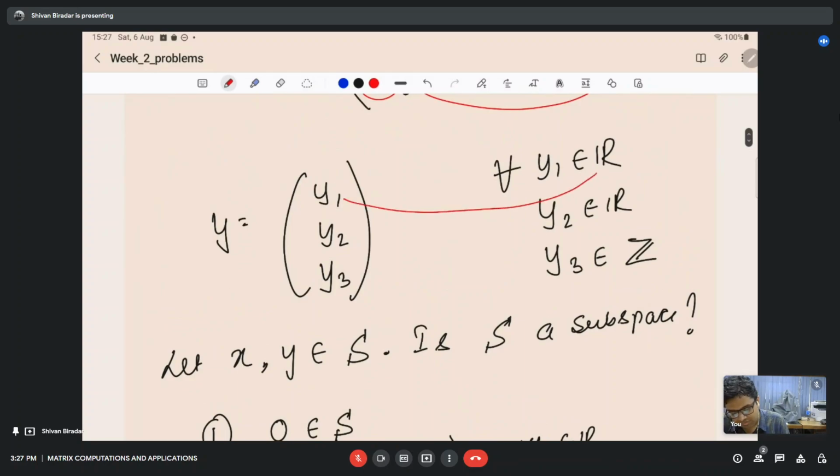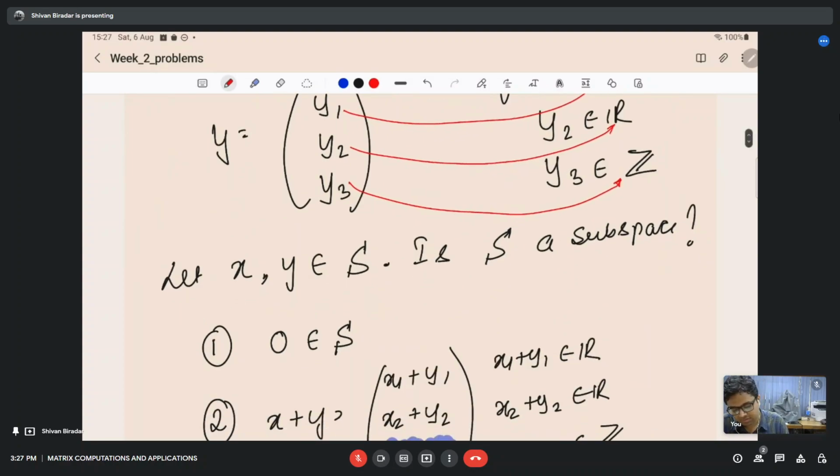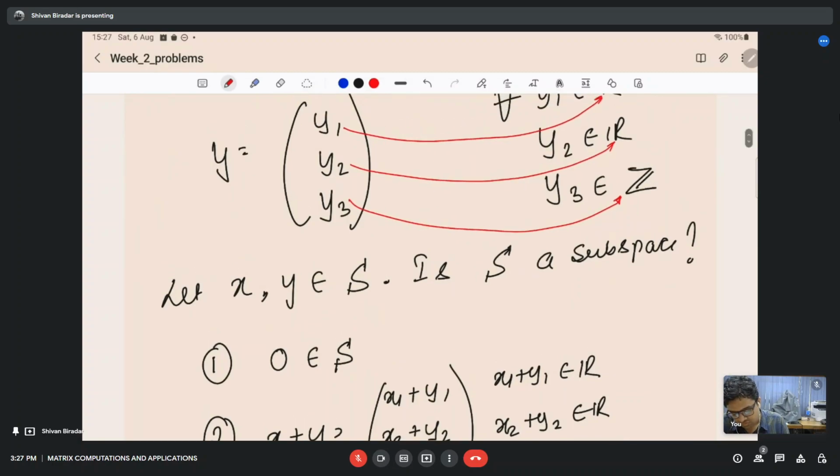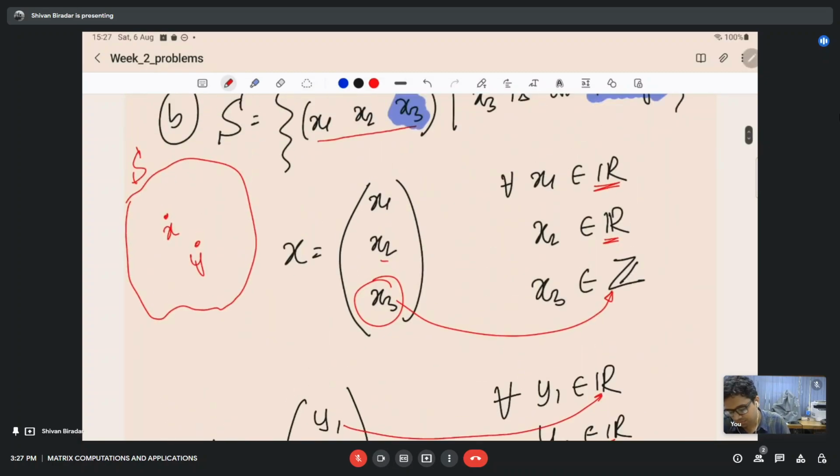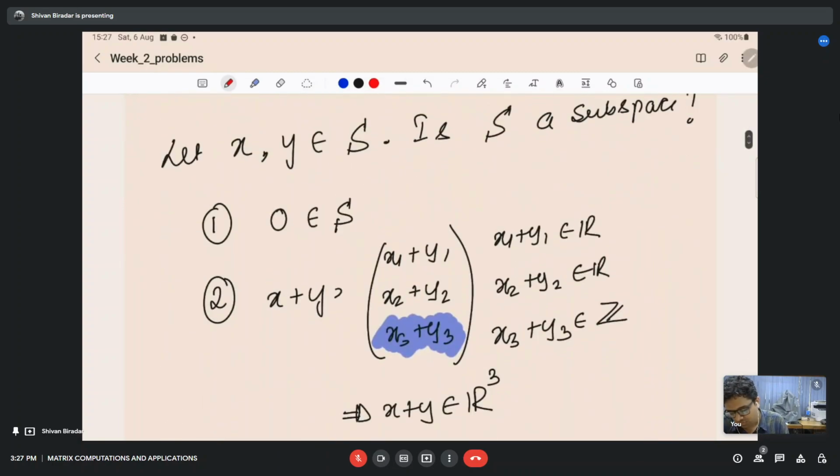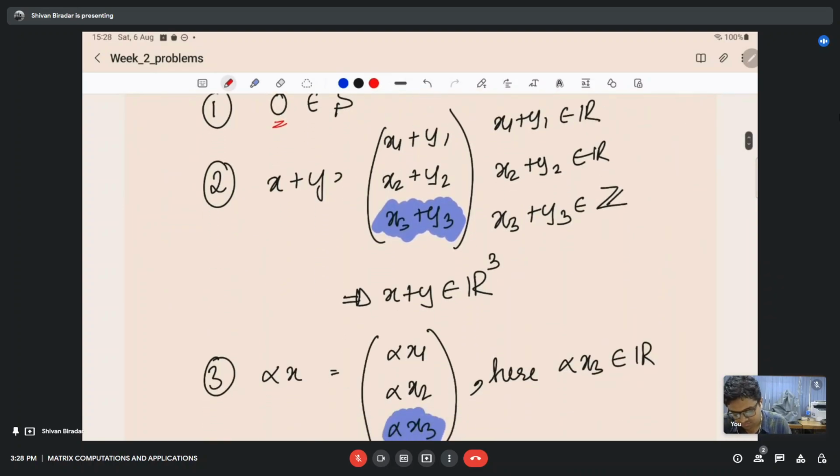y1 can be anything in the set of real numbers, y2 can be anything in the set of real numbers, and again by definition y3 can be any integer in the integer set Z. So is this subset a subspace? Obviously 0 belongs to this subspace, no doubt about it, because 0 is an integer. If I add these two, the addition of two integers will always give me an integer. So x plus y would belong to the subset S.